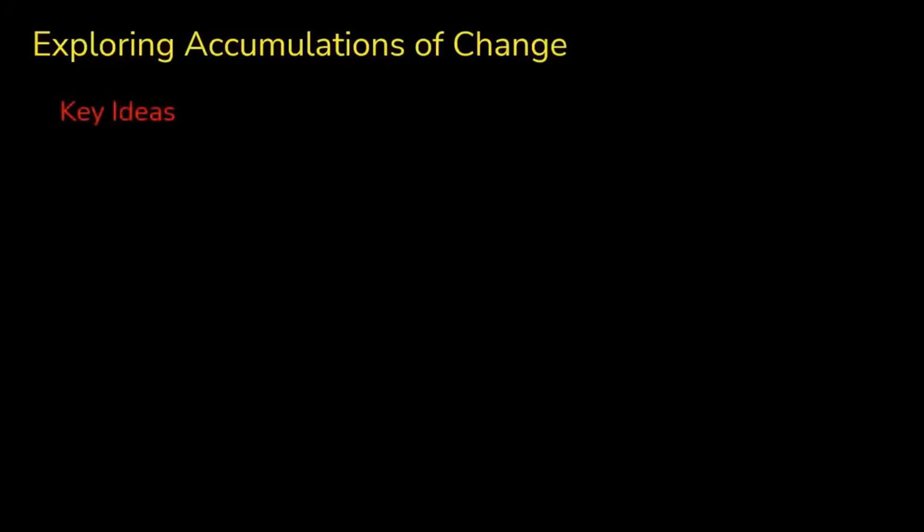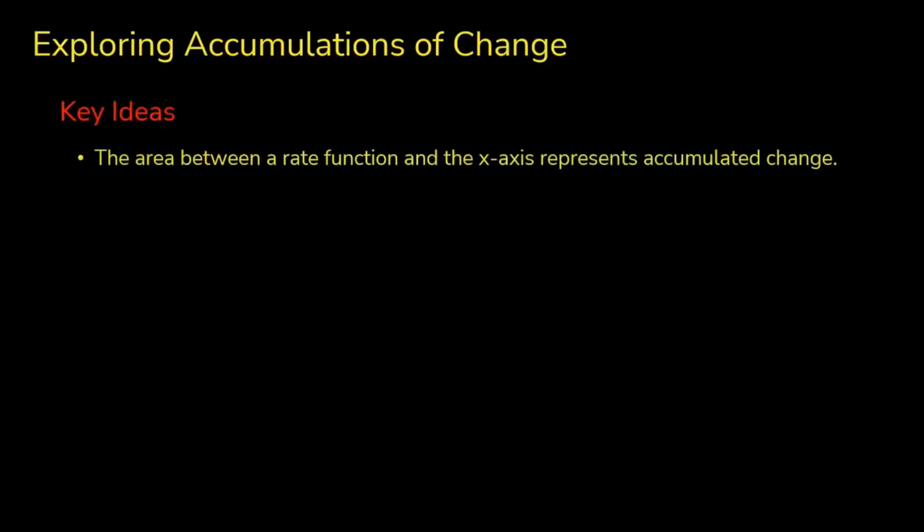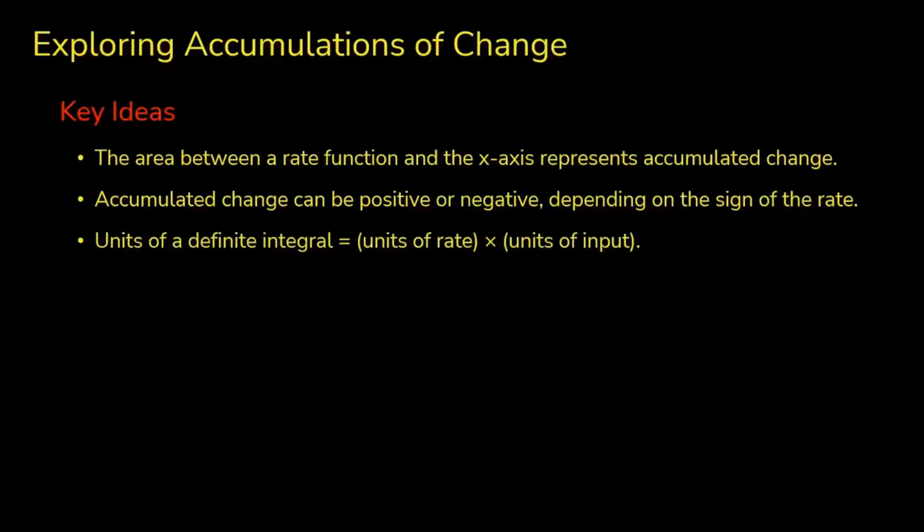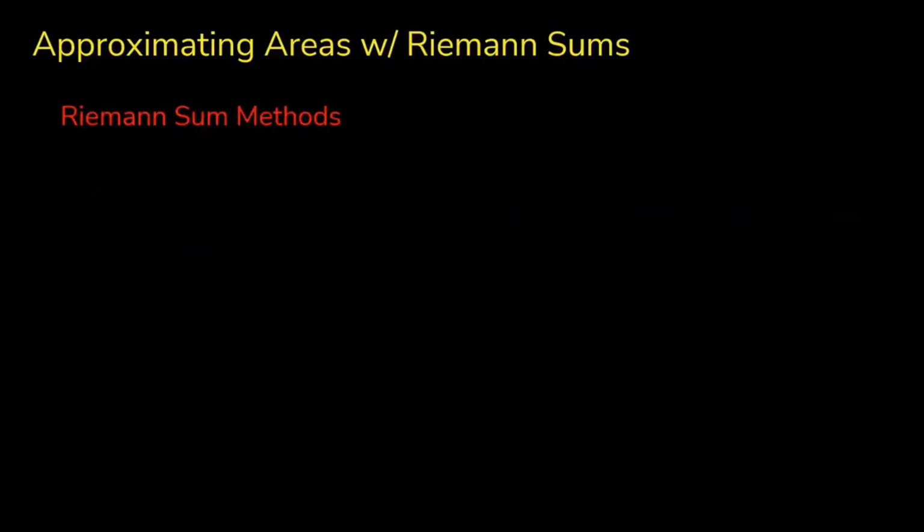If you're given a rate function, the area between that function and the x-axis represents the accumulated change over an interval. If the rate is above the x-axis, the accumulated change is positive. The units of a definite integral are always the units of the rate multiplied by the units of input. For example, if velocity is in meters per second and time is in seconds, the integral is going to give you meters.